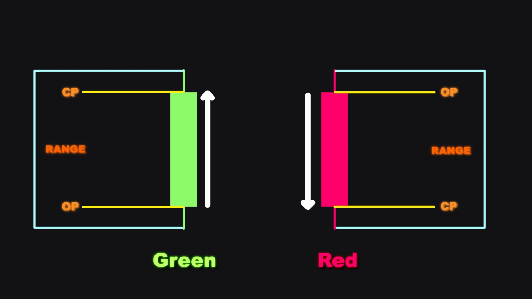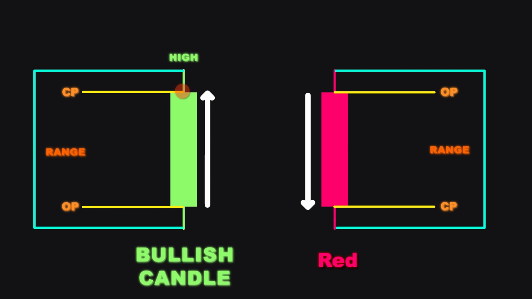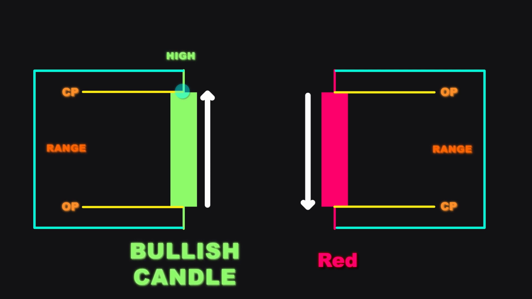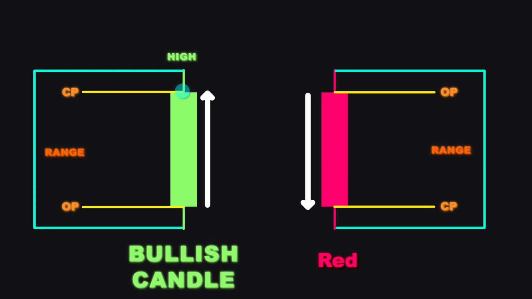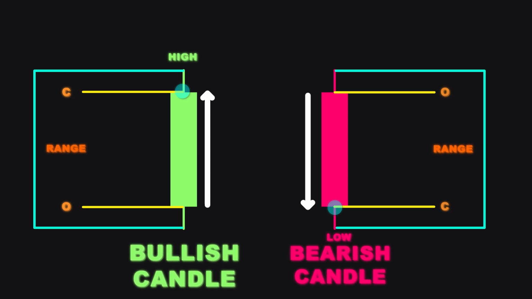According to the comparison of the total range, if the closing is near the high, we call it a bullish candle. Let's examine this green candle. Its closing is near its high, indicating that it is a bullish candle. On the other hand, if we analyze this red candle in comparison to the total range, its closing is near its low. This characteristic categorizes it as a bearish candle.